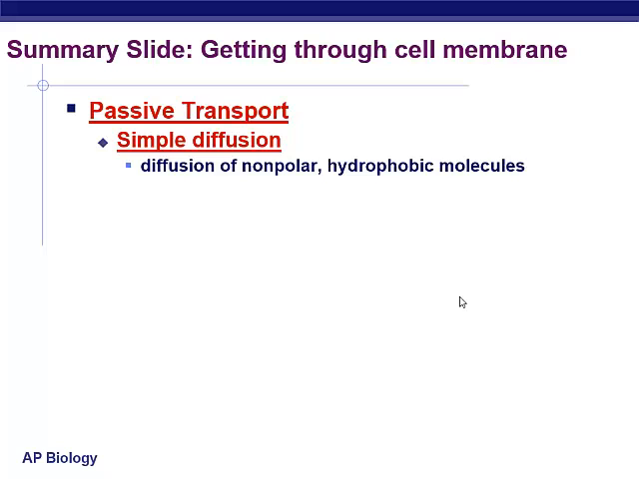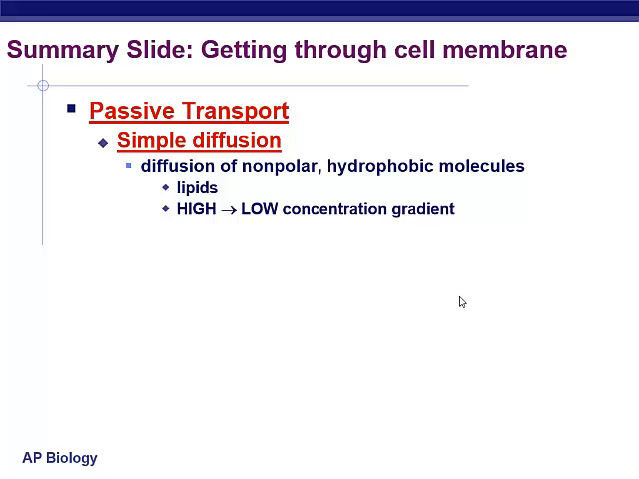Let's recap. This is sort of a review slide. If I'm going through this and you're like, okay, then you're pretty good. But if you're still not sure, then you might need to go back and look at this again to make sure you got it. Passive transport has two kinds: simple diffusion and facilitated diffusion. Simple diffusion is just the movement of molecules from high concentration to low concentration.